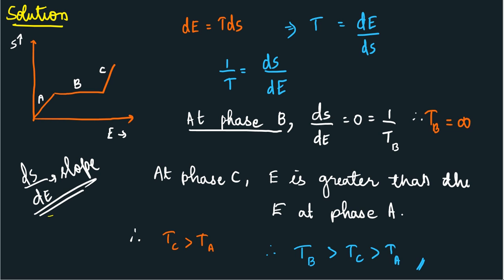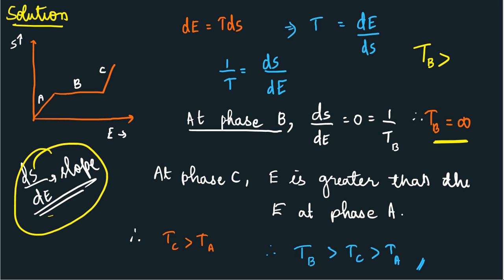Why? Because dS by dE represents the slope in this graph. Using the slope, I can explain it to you: dS by dE is inversely proportional to the temperature. Hence, I can relate the temperature and find the inequality. If you see at phase B, there is no slope. It's just a straight line, a constant phase. Therefore, the slope will be 0, so 1 by TB will be 0, then TB will be infinity. So TB is greater. That is the first thing.